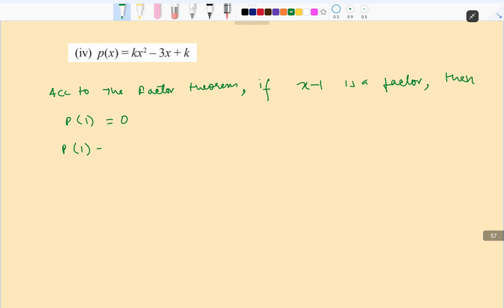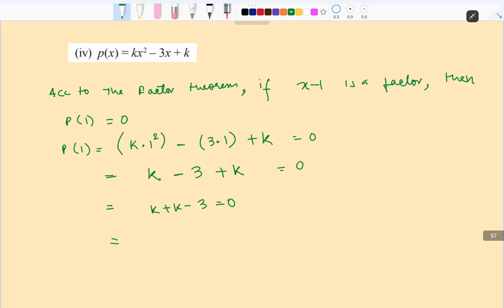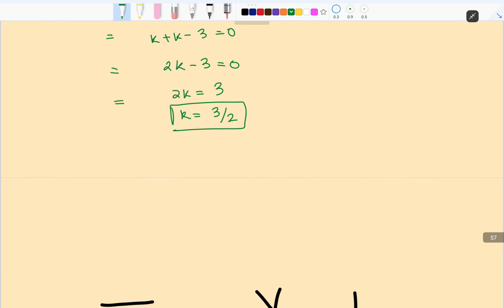Let's find out. P of 1 will be k times 1 square minus 3 times 1 plus k, which is k times 1 is k, minus 3 times 1 is 3, plus k, which is equal to 0. So k plus k is, let's bring the k's together. 2k minus 3 is equal to 0, 2k is equal to positive 3, and k is equal to 3 upon 2. This is the value. I hope this is clear.